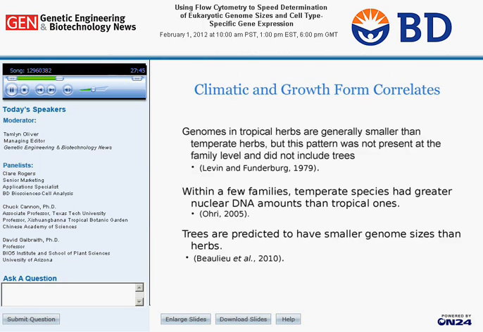There are a few things that are known. Typically, tropical herbs do seem to have smaller genomes, but this hasn't been studied very well at the family level or in trees. Within a few families, it's been shown that temperate species have larger DNA amounts than tropical ones, so there's a little bit of conflicting evidence there. And in general, trees are predicted to have smaller genome sizes than herbaceous plants.